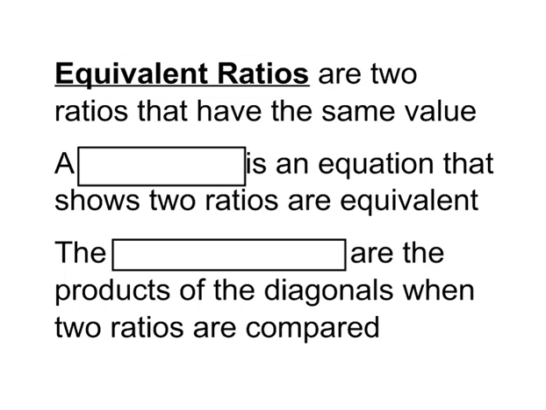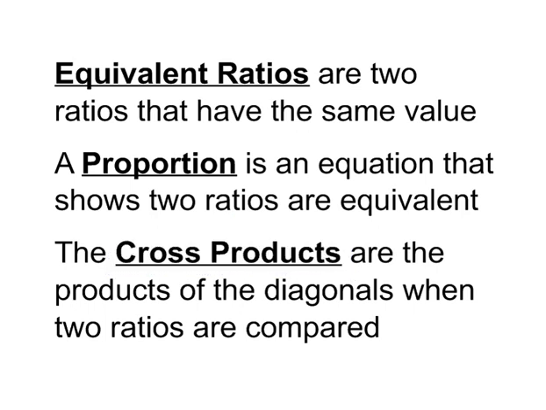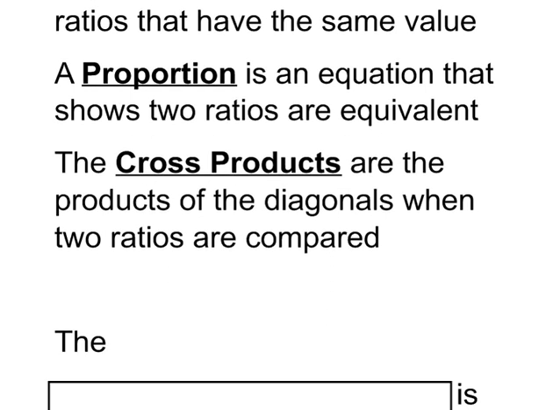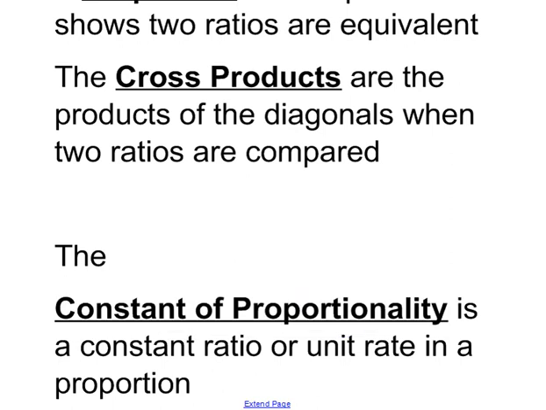Equivalent ratios are 2 ratios that have the same value. Proportion is an equation that shows 2 ratios are equivalent. And cross products are the products when the diagonals of 2 ratios are multiplied. The constant of proportionality is the constant ratio or unit rate in a proportion.